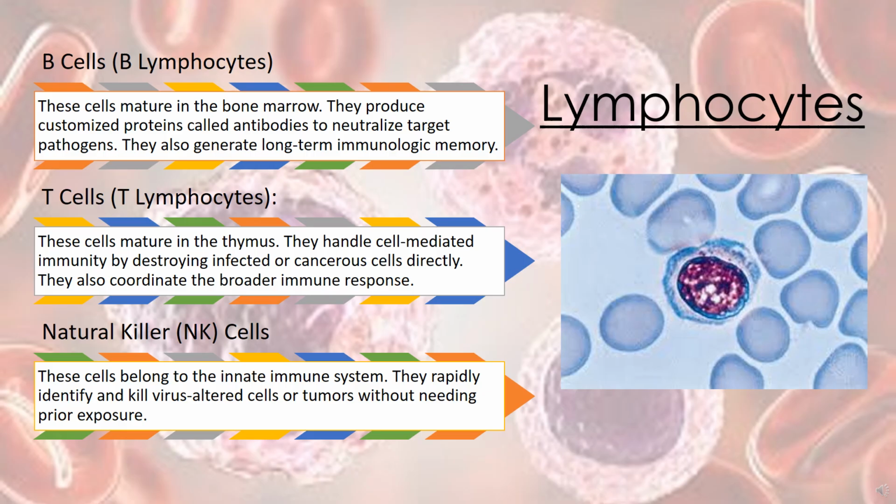Three primary types of lymphocytes. B cells, B lymphocytes. These cells mature in the bone marrow. They produce customized proteins called antibodies to neutralize target pathogens.